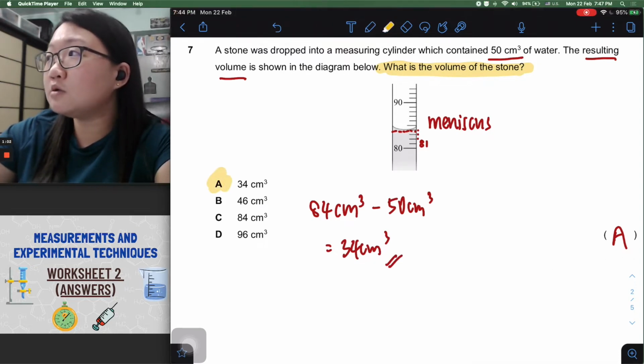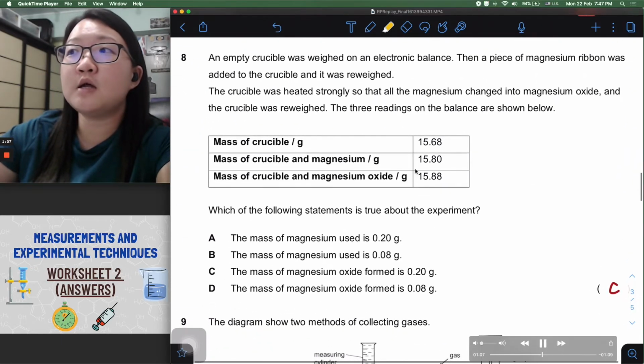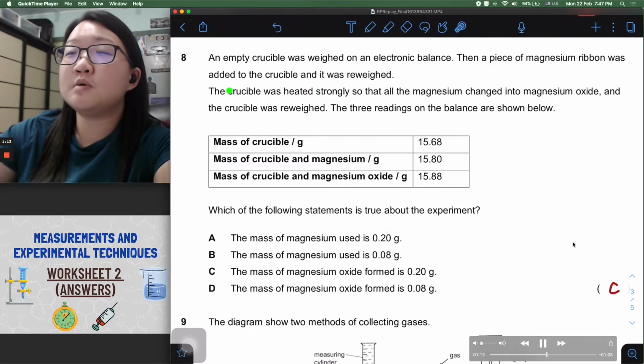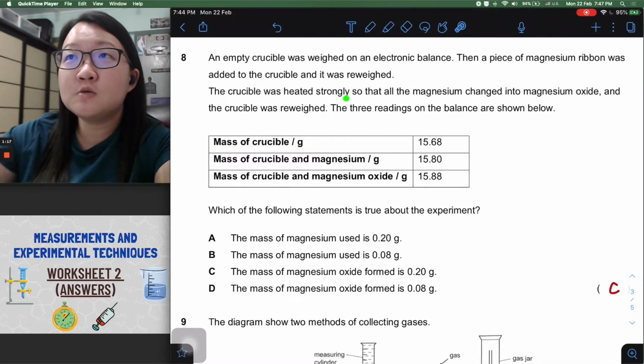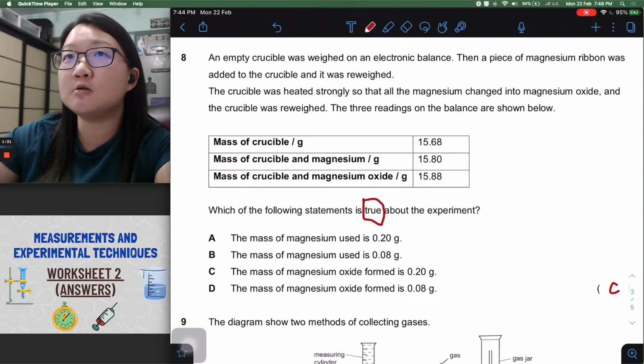Moving on to question 8. Here you have an empty crucible which was weighed on an electronic balance. After that, a piece of magnesium ribbon was added to the crucible and it was reweighed. The crucible was then heated strongly so that magnesium changed into magnesium oxide after reacting with oxygen, and the crucible was reweighed. The three readings on the balance are shown in the table below. Question asks you, which of the following statements is true about the experiment?